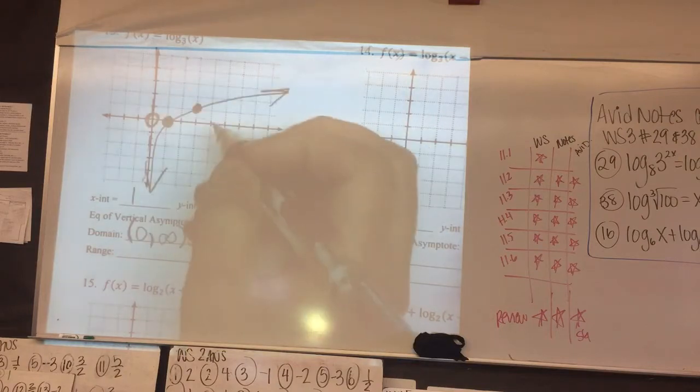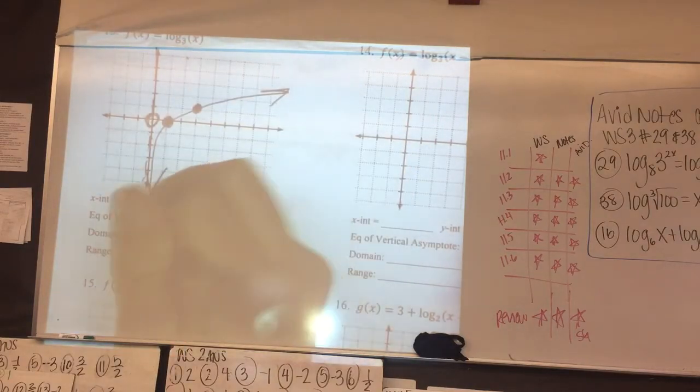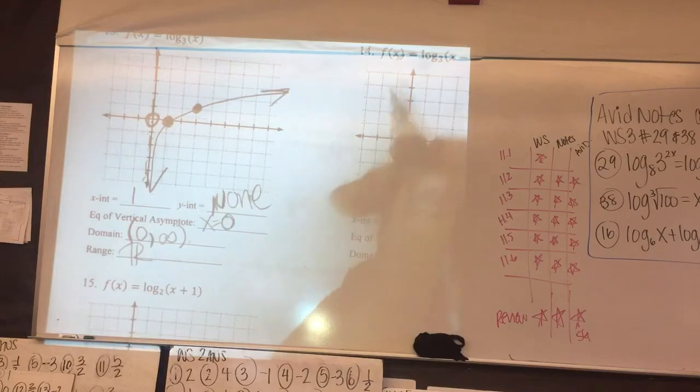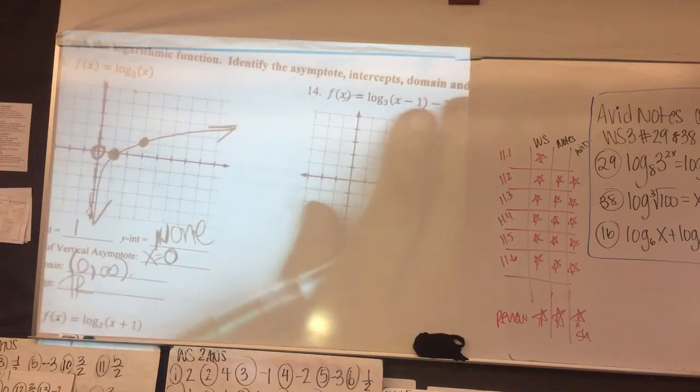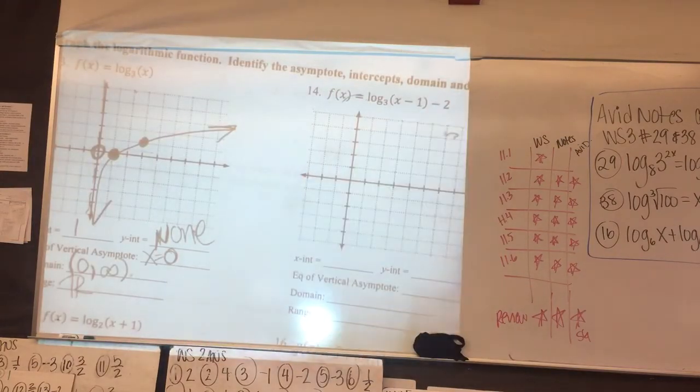Some of my students are saying all reals. Yes, put an all real symbol, that's the double R. Or negative infinity, comma infinity. All right, let's look at 15.